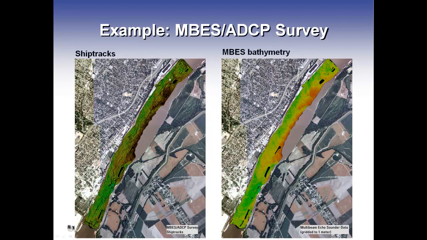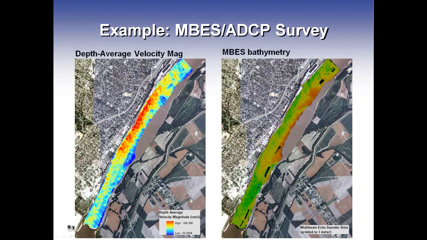We went ahead and ran the ADCP at the same time, and it allowed us to extract the ADCP data over this same domain and visualize the flow velocity that was collected at the same time as the bathymetry. So what's shown on the right here is the multi-beam bathymetry. This is a preliminary version of some of the data that came out of the survey.